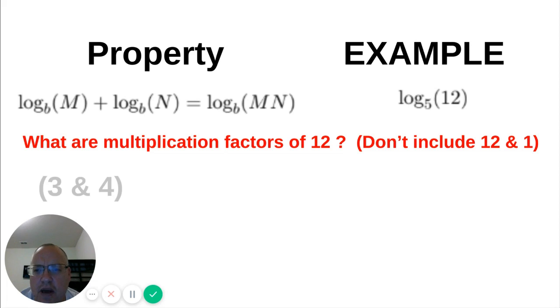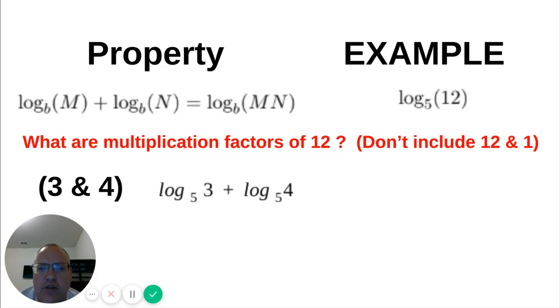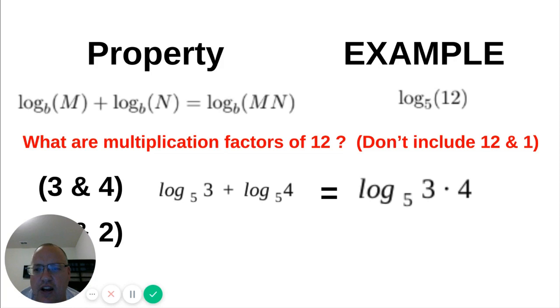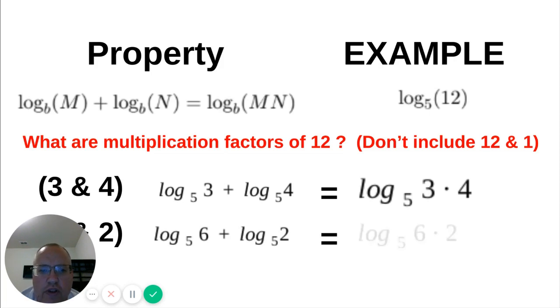So let's think about our factors. We know that 3 and 4 are factors of 12, which means I can say the log base 5 of 3 plus the log base 5 of 4 is equal to the log base 5 of 3 times 4. Let's take a look at this one, 6 and 2. The log base 5 of 6 plus the log base 5 of 2 is equal to the log base 5 of 6 times 2.